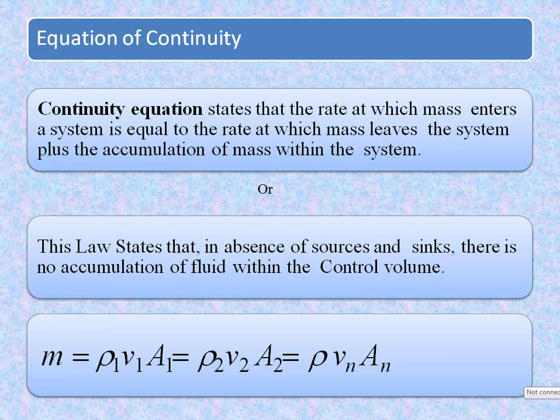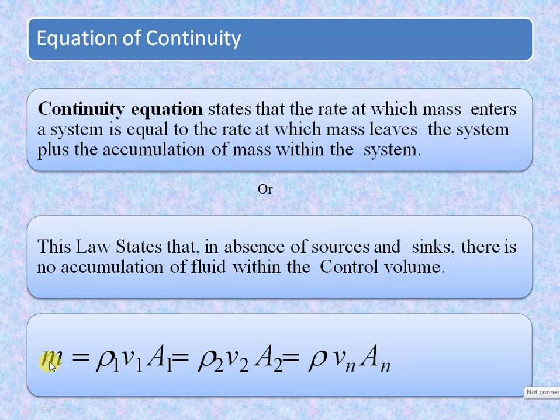We know that mass cannot be created nor destroyed. Similarly, the continuity equation states that the rate at which mass enters a system is equal to the rate at which mass leaves the system plus the accumulation of mass within the system. Another statement of the continuity equation: in the absence of sources and sinks, there is no accumulation of fluid within the control volume. And the mathematical statement is simple.